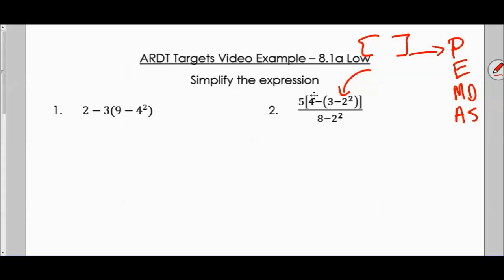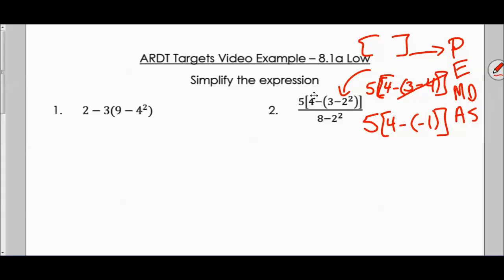We're going to start on the 3 minus 2 squared. We're going to do the exponent inside there first. That's 2 squared. We're going to rewrite everything else the same. 2 squared will give us 4. I'm going to keep working on that inside most parentheses. 3 minus 4 would give us a negative 1.